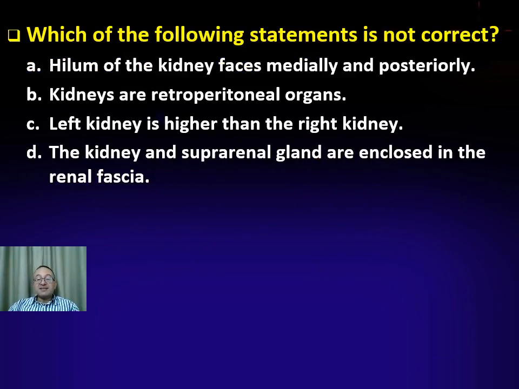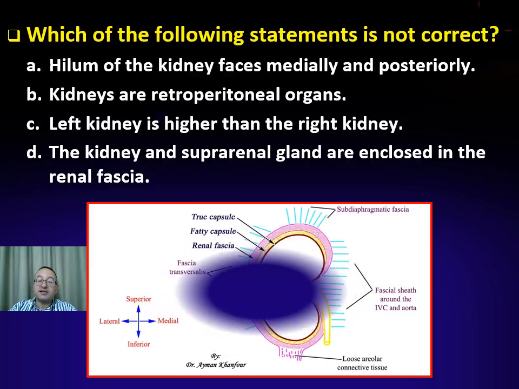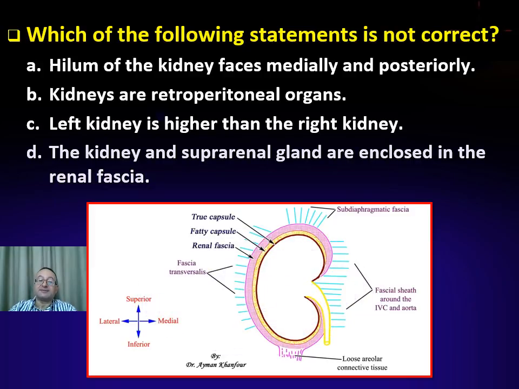Which of the following statements is not correct? Hilum of the kidney faces medially and posteriorly? Yes. Kidneys are retroperitoneal structures? Yes. The left kidney is higher than the right one? Of course. The kidney and the suprarenal gland are enclosed in the renal fascia? Never. That's why when we do nephrectomy, we don't remove the suprarenal gland together with the kidney. So the choice is number D.